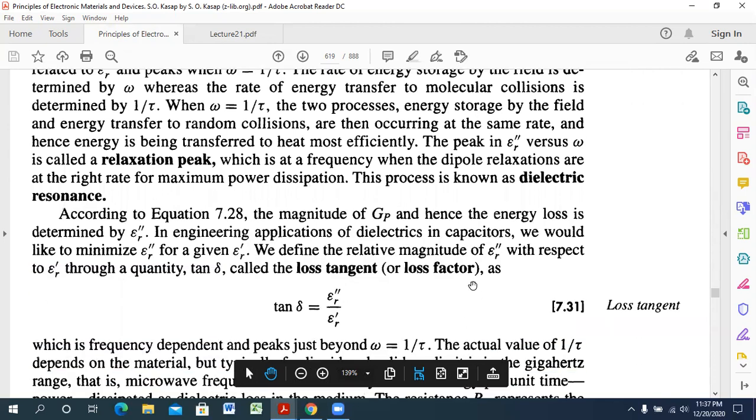Now there will be the dielectric resonance. That one is the 1 by omega. Whenever omega equals 1 by tau, then the energy storing and the energy releasing should be equal, and that one is known as dielectric resonance. So there is another term, known as loss tangent or the loss factor, tan delta, which should be equal to epsilon r double prime divided by epsilon r single prime.